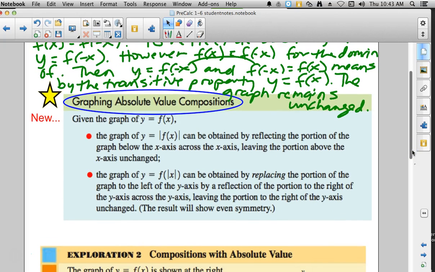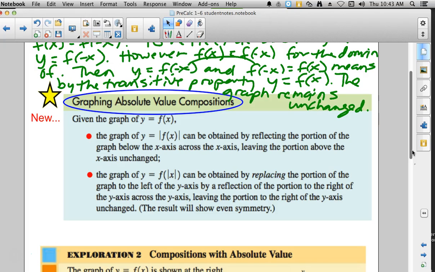So, brand new, graphing absolute value compositions. This is something we've never done. This is very cool, by the way. It says, given the graph y equals f of x, what if you took the entire absolute value of the function? What would happen? Well, the graph of y equals the absolute value of an entire function.